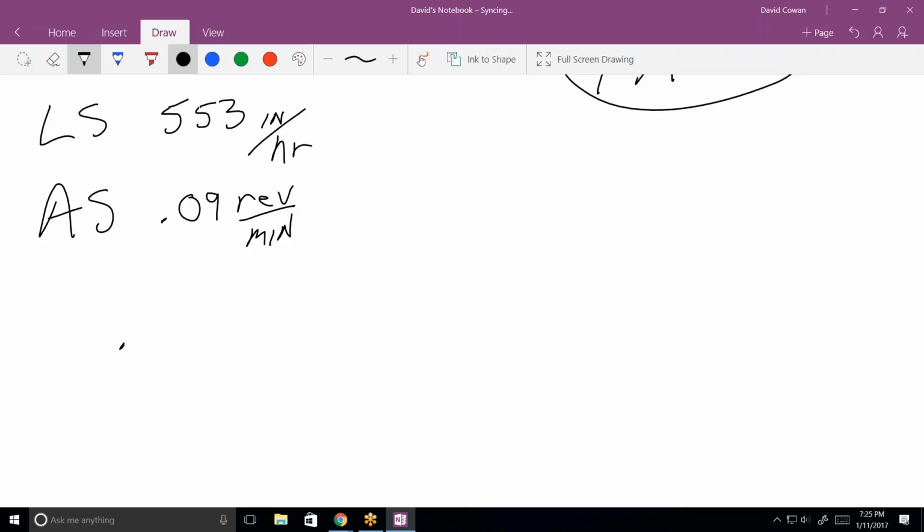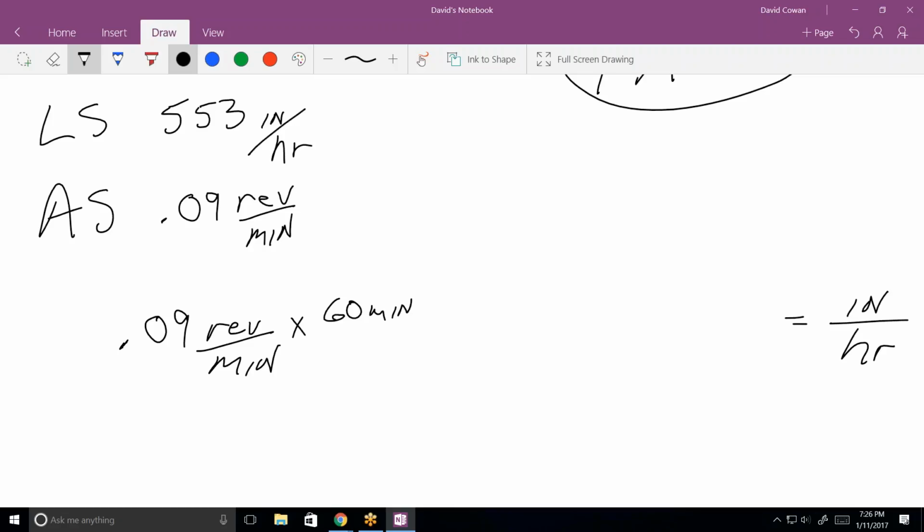But let's start off with 0.09 revolutions per minute, and knowing that over here we're in inches per hour. That tells you some of the conversions you have to come up with. So what's the first conversion? You're going to hours. So how do minutes and hours relate? You could do 60 minutes per hour. The reason I say per is because that tells you how to do it, and it also shows you you're going to cancel the minutes. Now we've got hours in the denominator. We're done with that conversion.